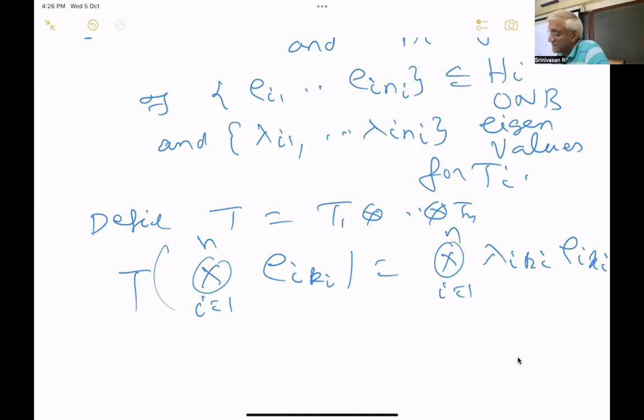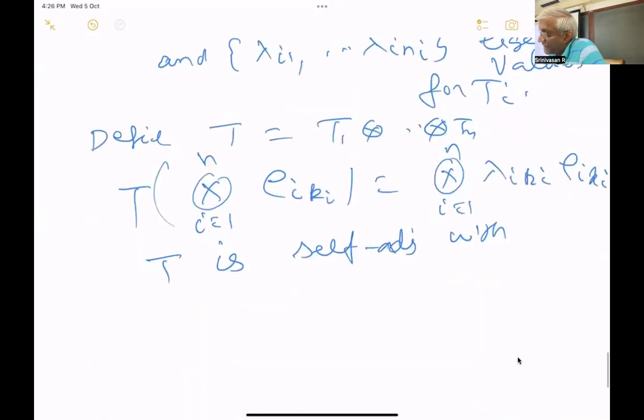Now, what is the norm of T? T is again self-adjoint because all its eigenvalues are products of those individual eigenvalues, which are real, and products of reals are reals. So T is a self-adjoint operator, an operator whose eigenvalues are real.